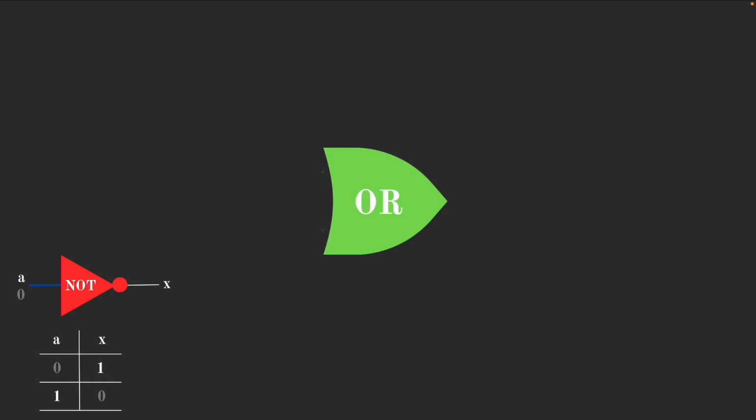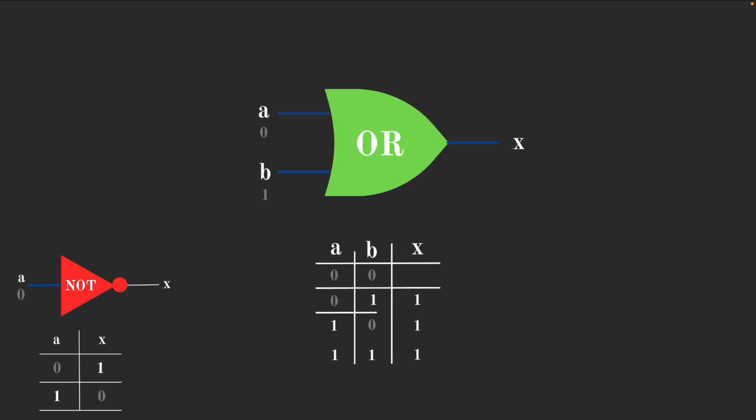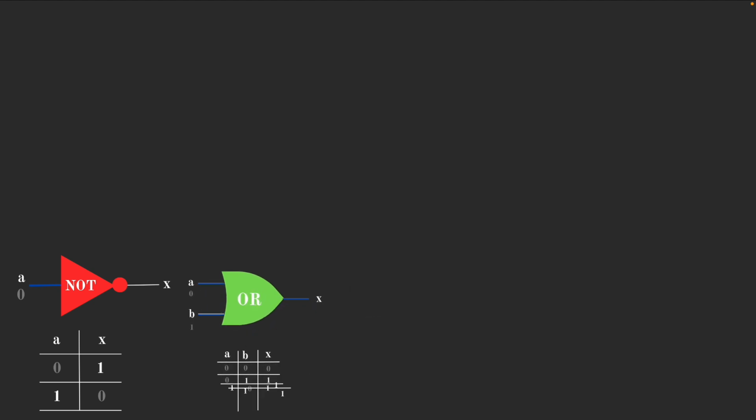Our second gate is called OR, and it looks something like this, with our inputs labeled A and B and our output X. Now, X is true when A is true, or B is true, or if both of them are true. And we can make a truth table that looks like this. That is our second logic gate. And we'll put that over here.